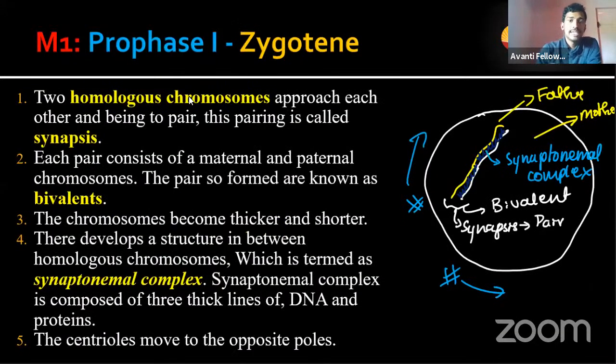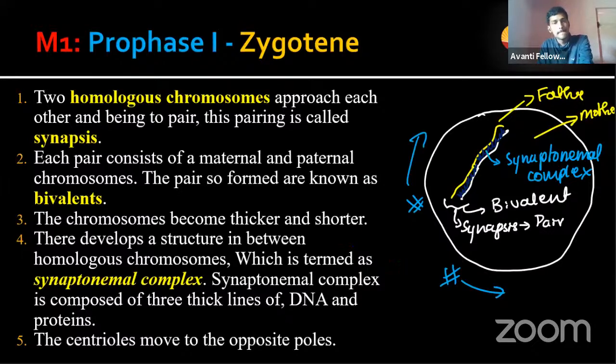Any doubt regarding this particular stage? What is the difference between bivalent and synapsis? Bivalent simply means two homologous chromosomes, while synapsis means those chromosomes are in a pair. So they have similar meanings, different words for the same thing. Any doubts? Otherwise, click yes so I can move on to the next slide.